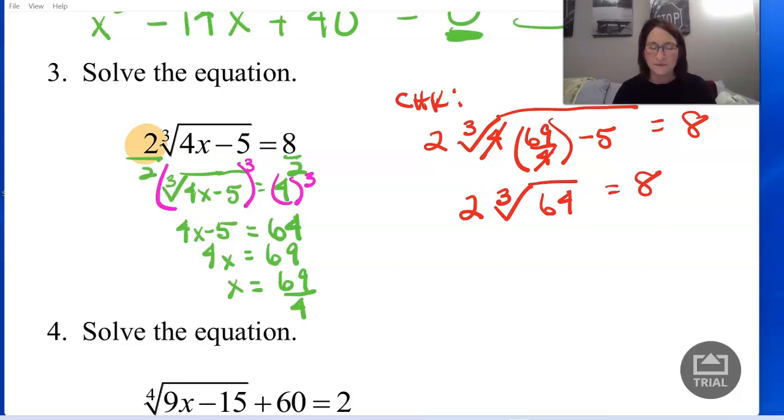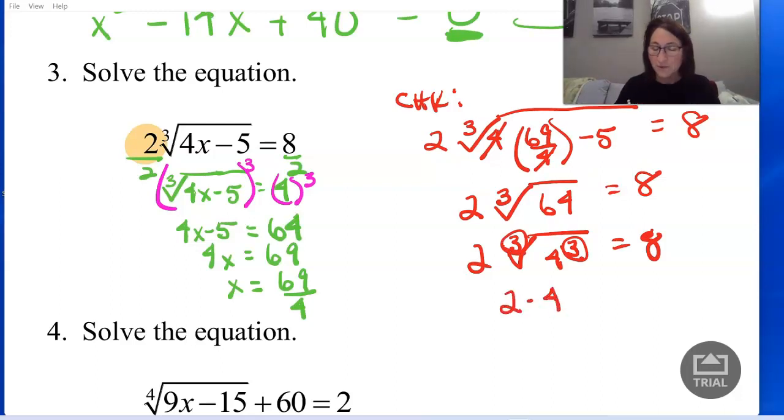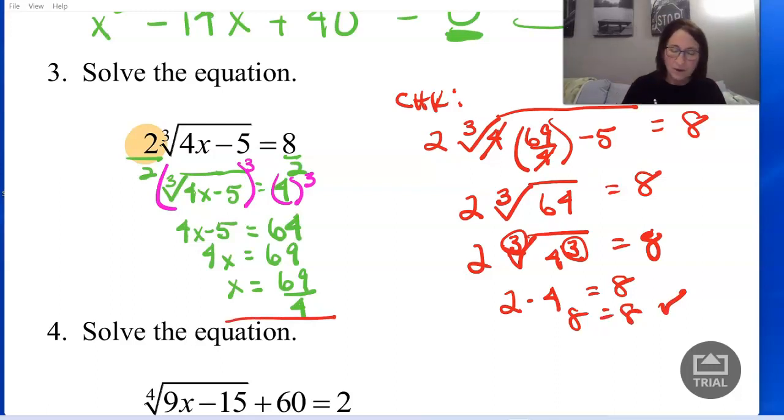Well, I know that 64 can be expressed as 4 to the third. And I also know that when my exponent and my index match, I can pull out that root of 4. So I get 2 times 4 equals 8, or 8 equals 8. Okay, it checks. So that means my answer is not 8. Right here, my x value is 69 fourths.